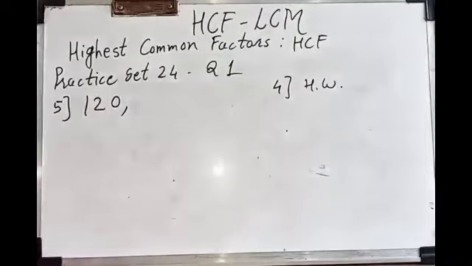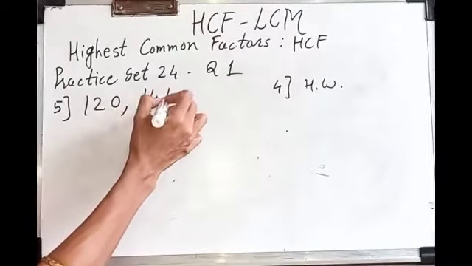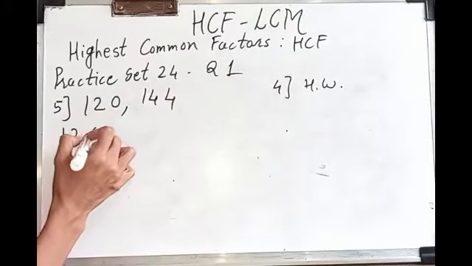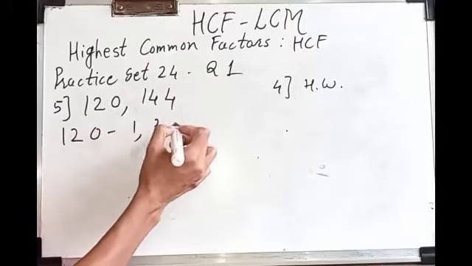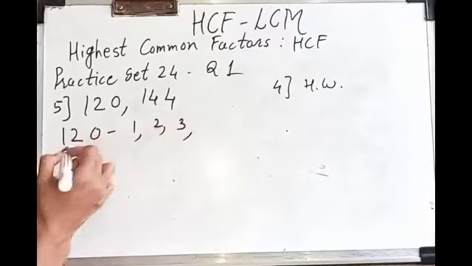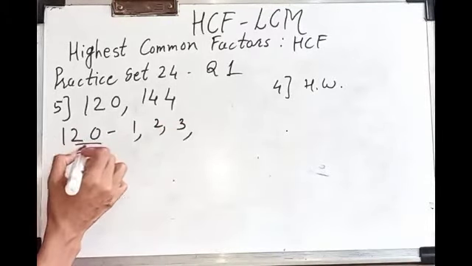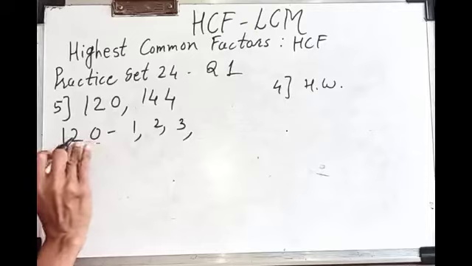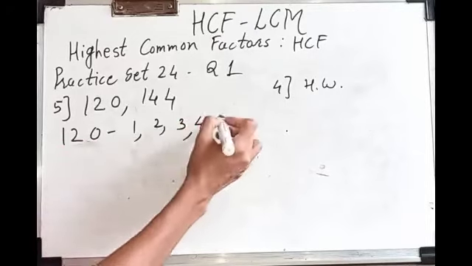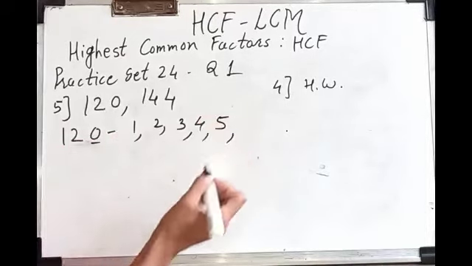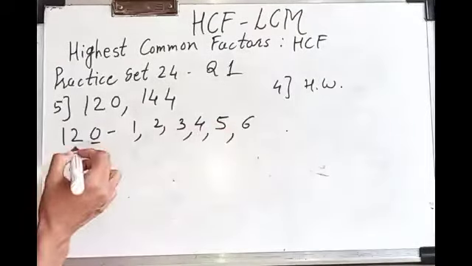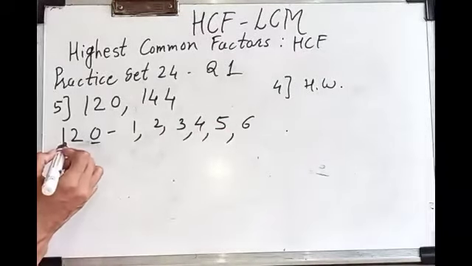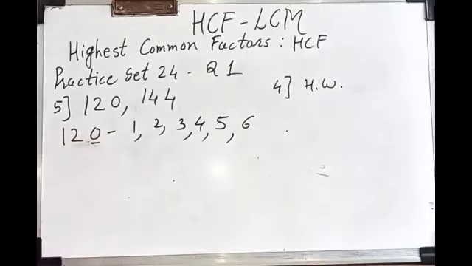120 and 144. Now find the factors of 120. 1, 2, 3, 4 will come. Yes, last two digits: 4 5s are 20, so 4 will come. 5 will come, yes, the last digit is 0. 6 will come. Yes, 6. So see, you have to find fast. 6 2s are 12 and this 0 means 20. If we divide by 6, the remainder will be 0. That means 6 is a factor of 120.